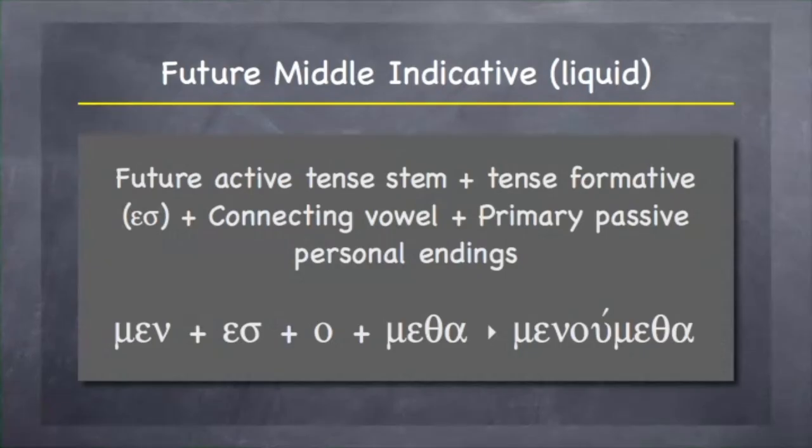When you switch over into the future middle, there's no surprises here. Everything is as you would expect it. You still are going to have the tense formative of an epsilon sigma. The sigma is going to drop out, and so you're going to have your contractions. So the future tense stem, men, plus the tense formative epsilon sigma, connecting vowel, and then primary passive personal endings. And you get the sigma dropout, you get the contraction, and you end up with menumetha.